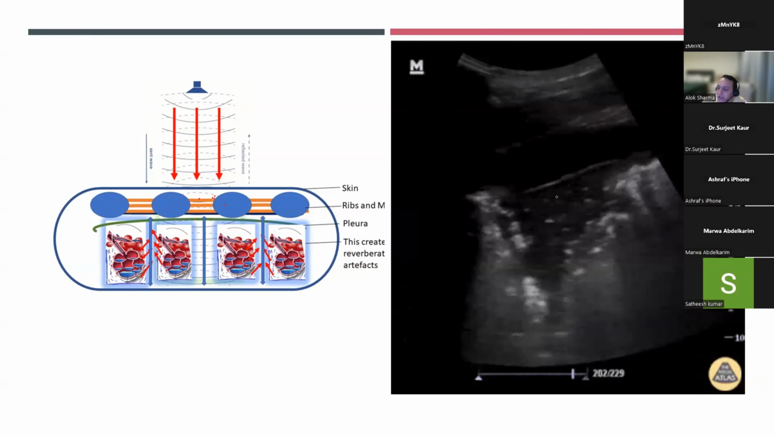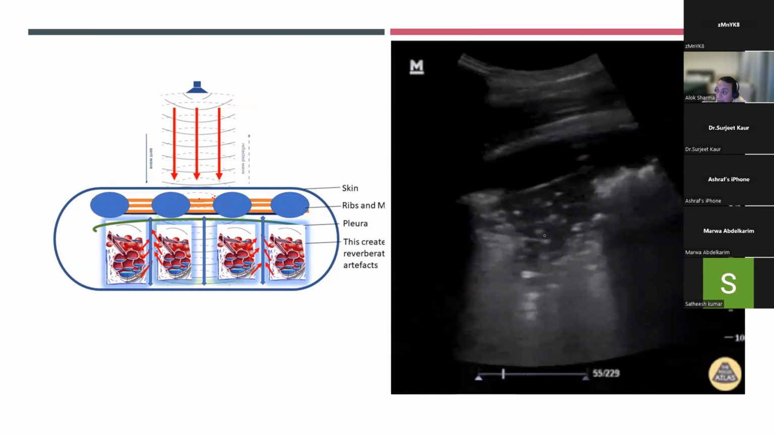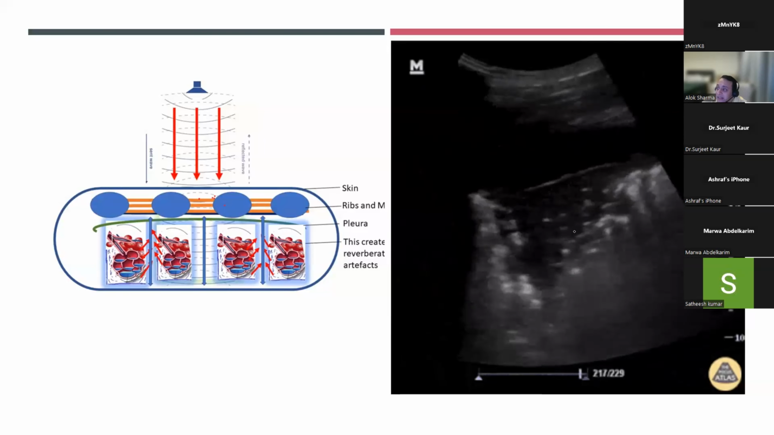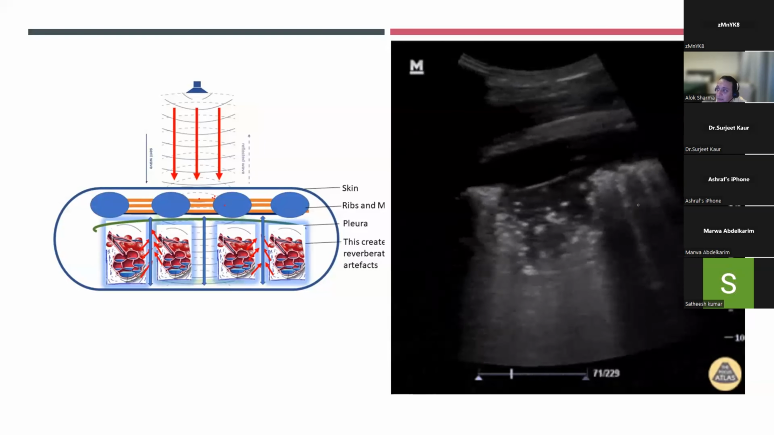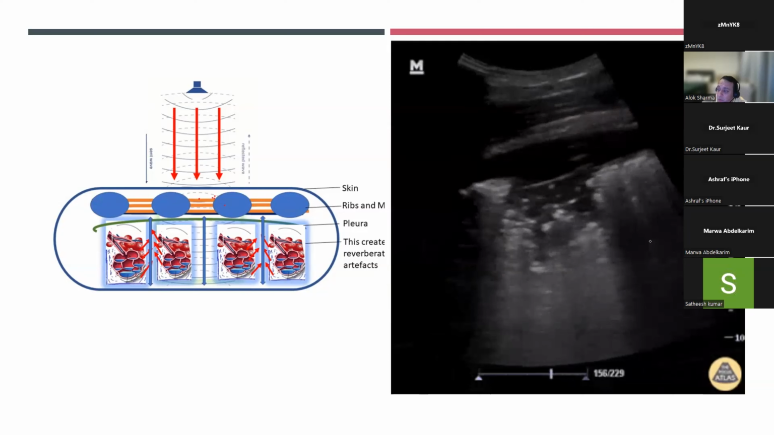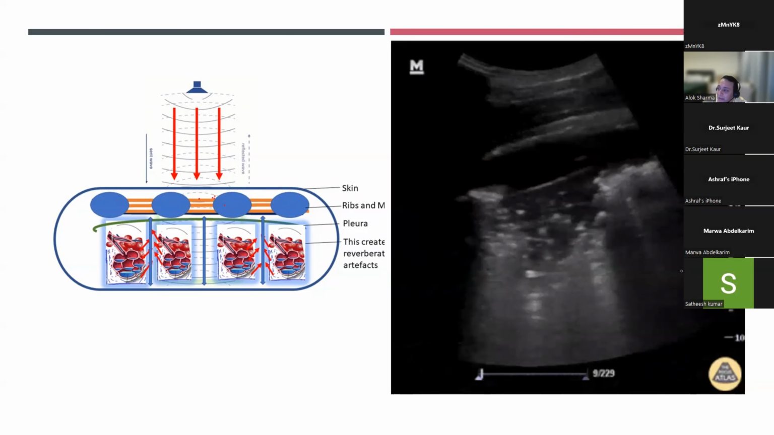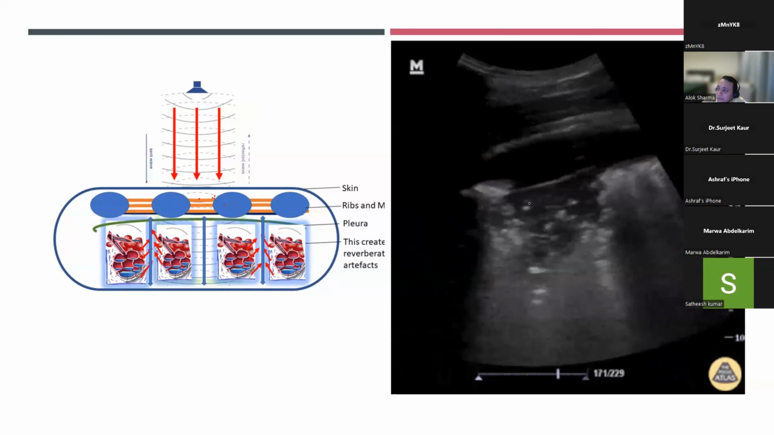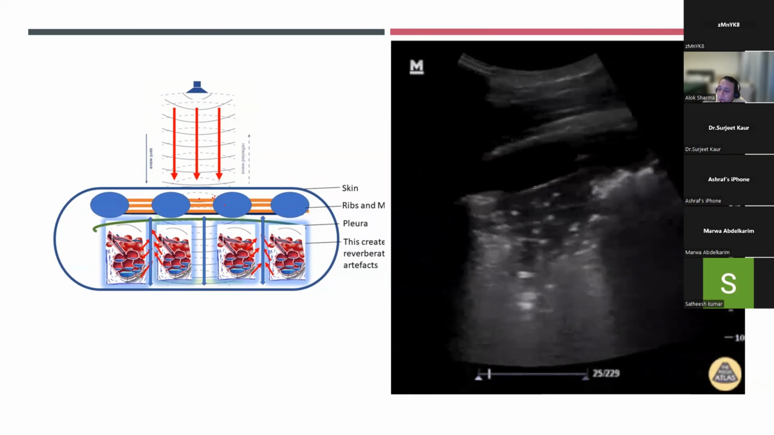The absence of air means you can't get A lines. And really, there's no fluid in this area. It's consolidation. So really what there is is tissue. There is fluid in this area over here, which is why you're seeing a B line come back. So there is vertical reverberation artifact, but not in this area. And this is consolidation for you.